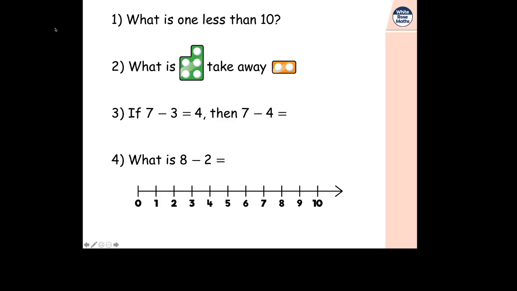So before we get started on the difference, I'm going to give you a little bit of time just to work through these 4 questions. I'll read them to you, but I want you to have a go. So it says, what is 1 less than 10? What is this amount here? Take away the second Numicon piece. If 7 take away 3 equals 4, then 7 take away 4 equals what? And then what is 8 take away 2? And we've got a number line down here to help us.